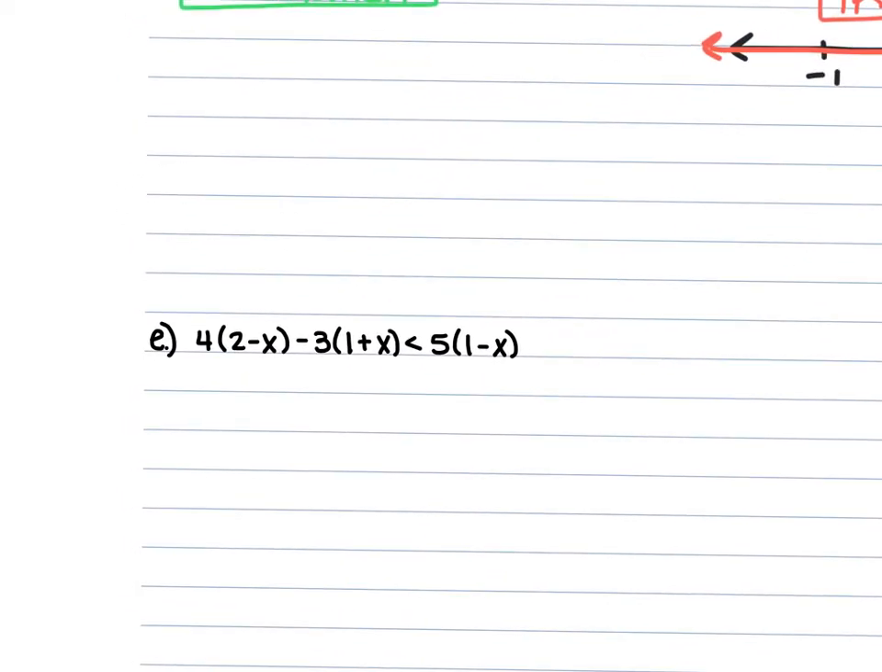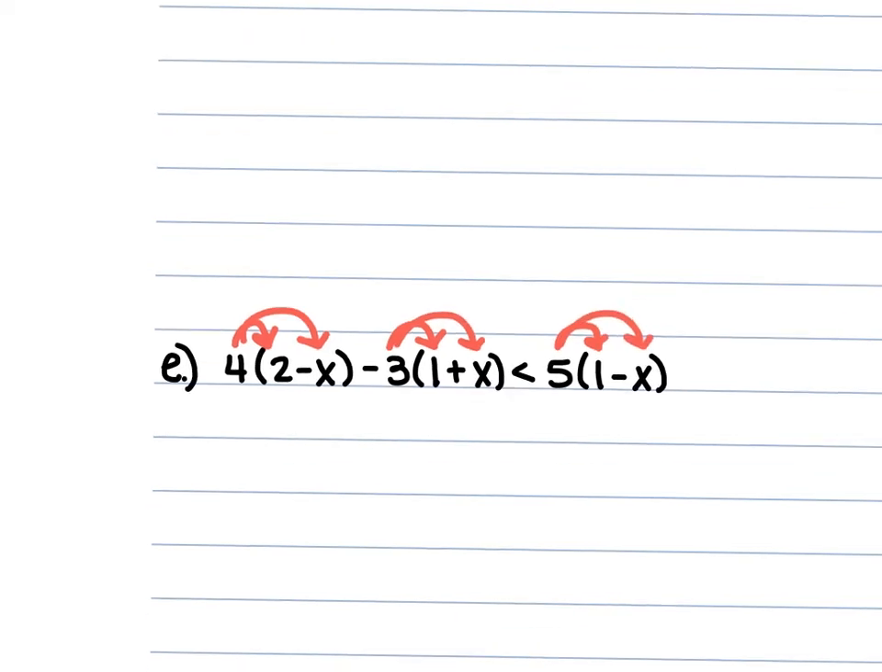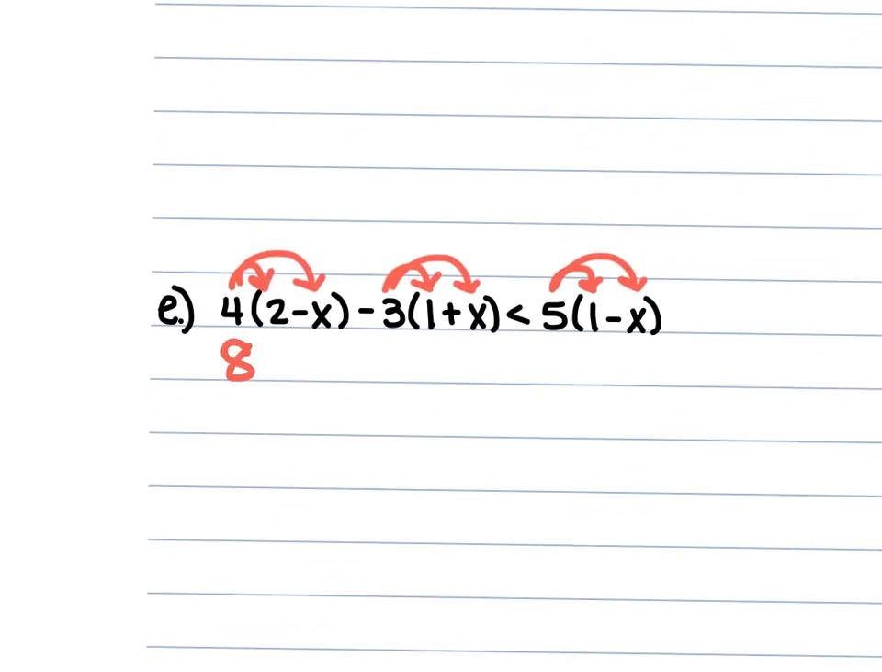If we look at E, we have 4 times 2 minus x, minus 3 times 1 plus x, is less than 5 times 1 plus x. So we're going to start by distributing the 4, the negative 3, and the 5 into those parentheses. We're going to have 4 times 2, which is 8. 4 times negative x is negative 4x. Then we have minus 3 times 1, so negative 3, and negative 3 times x, which is negative 3x, is less than 5 times 1, which is 5, and 5 times negative x is negative 5x.